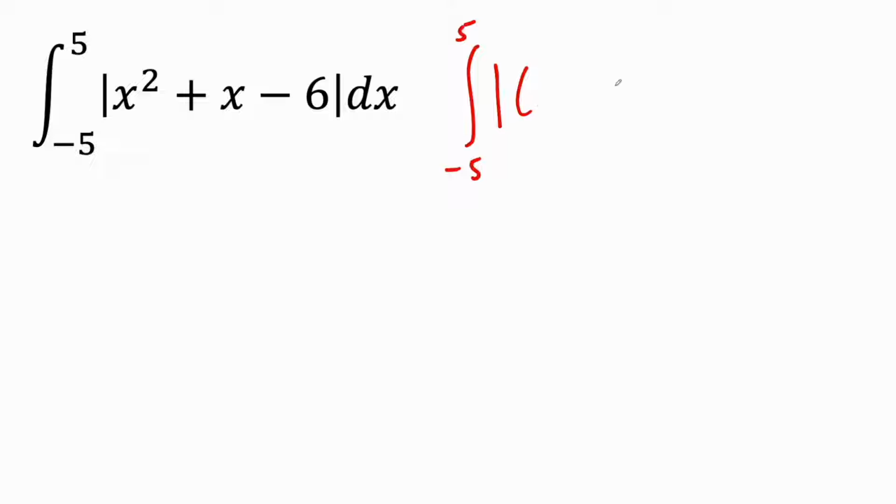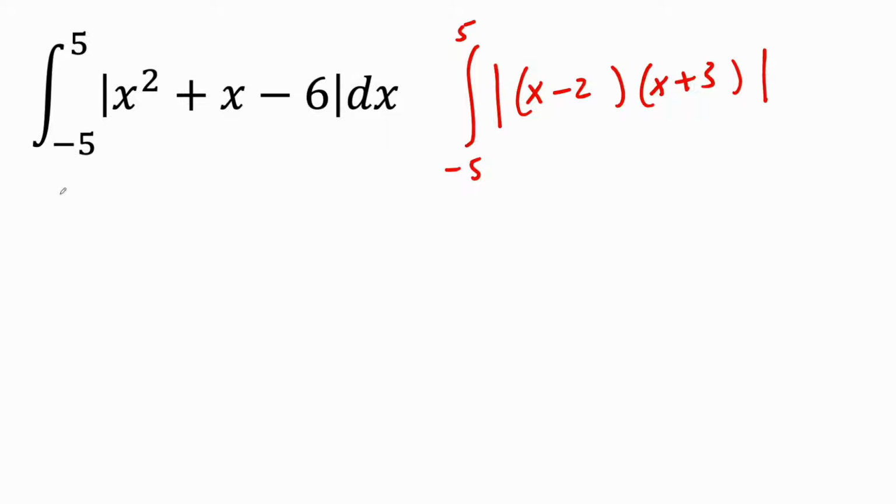Absolute value, parentheses, parentheses, close the absolute value. To get x squared, only one way, x times x. Two numbers that multiply to give us -6 but add to give us 1. That's going to be a +3 and a -2. So x times x, x squared, x times 3, 3x. -2 times x, -2x. 3x minus 2x is 1x. And -2 times 3 is -6.